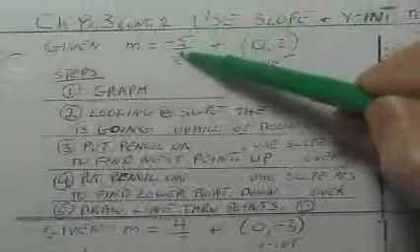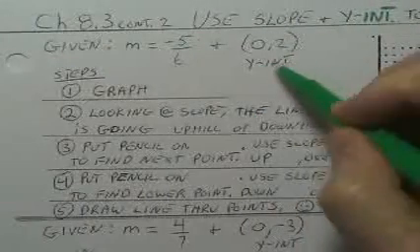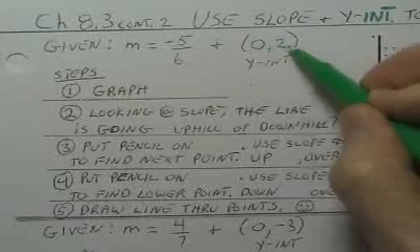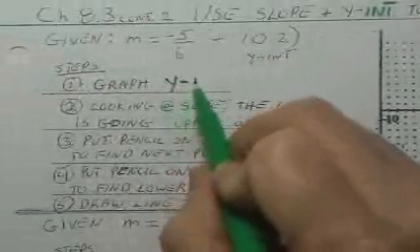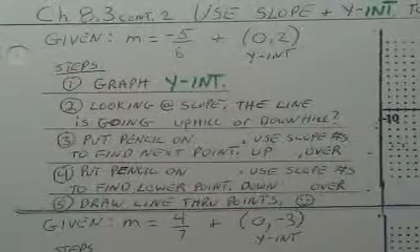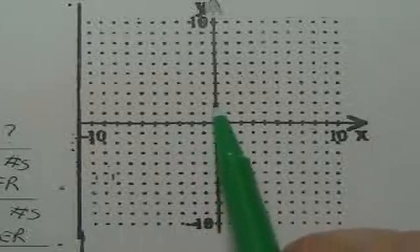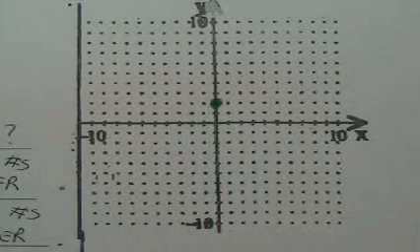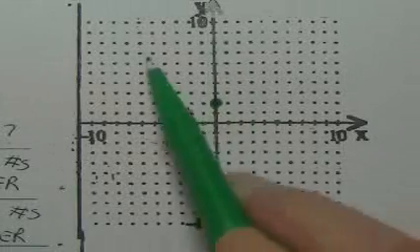Here's our slope, -5/6. Now we'll use the letter M to represent slope. And over here, we have the Y-intercept, (0, 2). It's called a Y-intercept because that's where the line crosses the Y-axis. Our first step is to graph the Y-intercept. Okay, our Y-intercept is (0, 2). Let's graph that point. 0 sideways and up 2. And that's where we're at. That is the Y-intercept. It's on the Y-axis, and the line is going to cross through it.